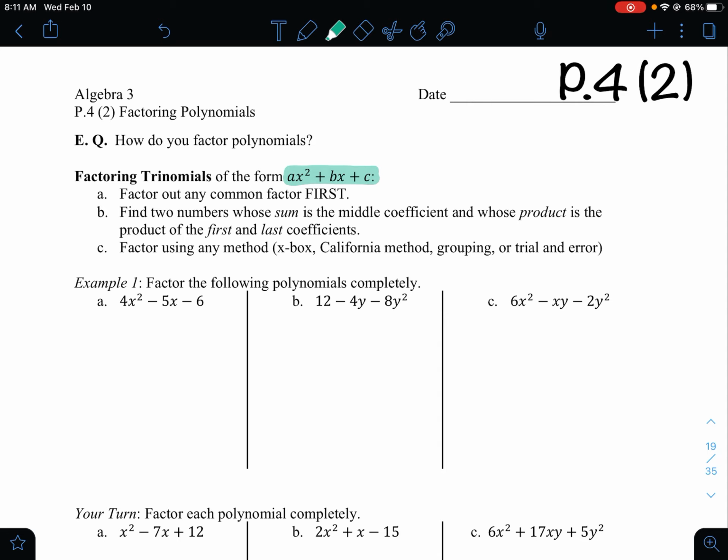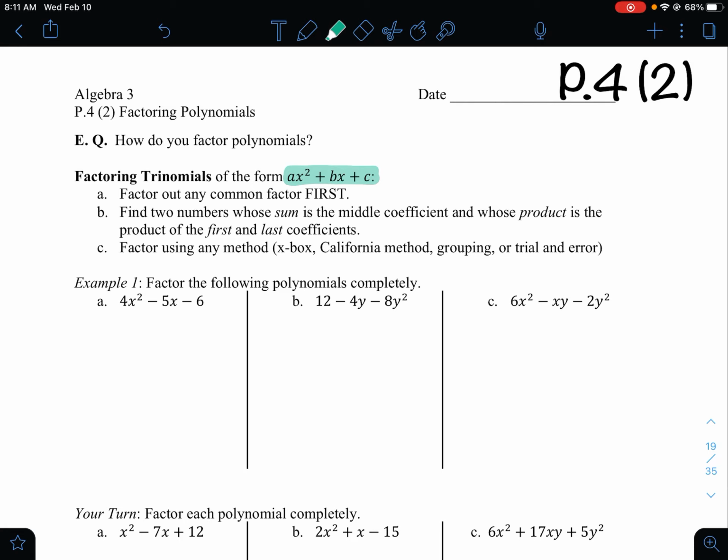Some of you use slip, slide, divide. Some of you may use California method or factoring by grouping or maybe even a different method. Feel free to factor using any of those methods that you were taught previously. I'm going to go over factoring by grouping and California method today. But like I said, feel free to use any method that you're comfortable with.